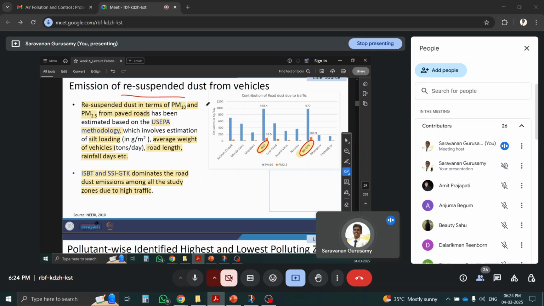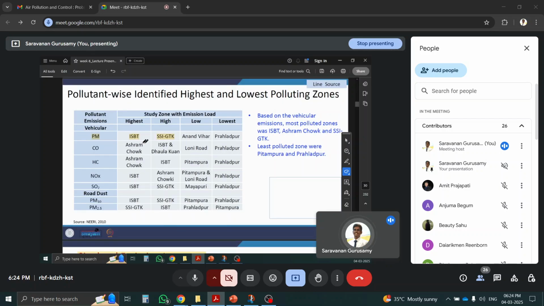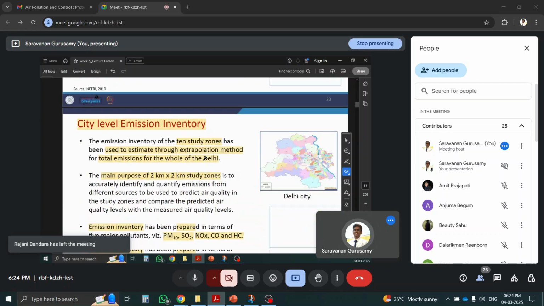And resuspension, if you see the results, resuspension for PM10 is higher in ISBT location and SSD locations. And these are all the summary for each study zone and different types of pollutant. So city level emission inventory was also conducted. So the 10 study areas they have mapped. The main purpose is, as I mentioned, first study is 2 km cross 2 km. Then it was extrapolated to the city level emissions.